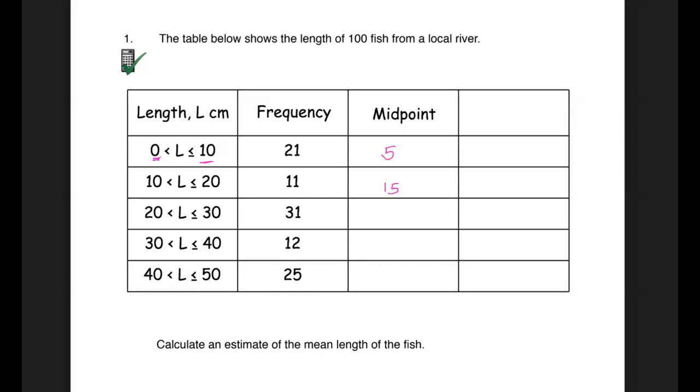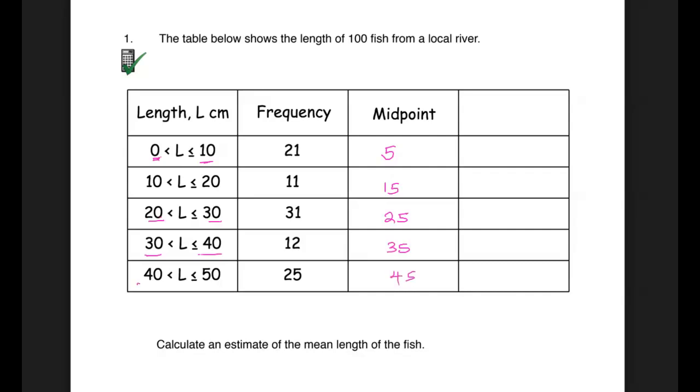Can you see? 20 plus 30 is 50, divided by 2 is 25. 30 plus 40 is 70, divided by 2 is 35. 40 plus 50 is 90, divided by 2 is 45. Can you see? I've got the midpoint. That is one part of it done.